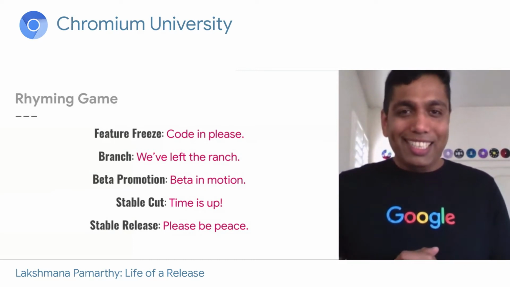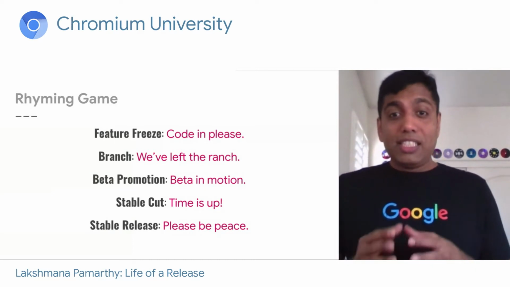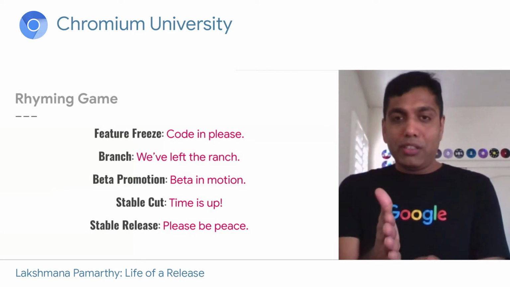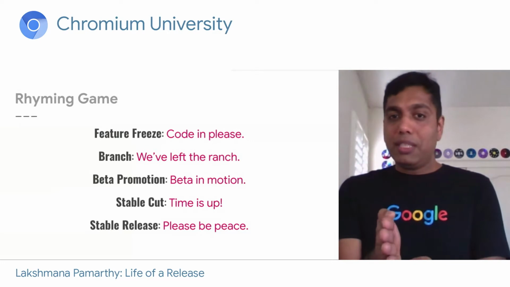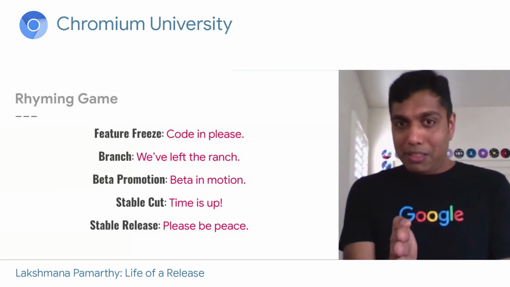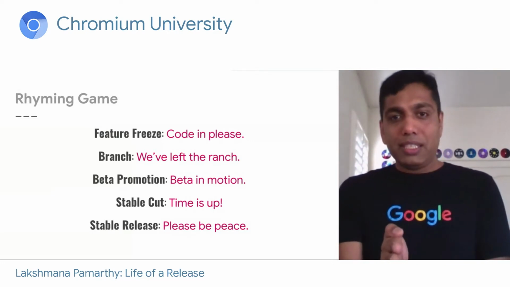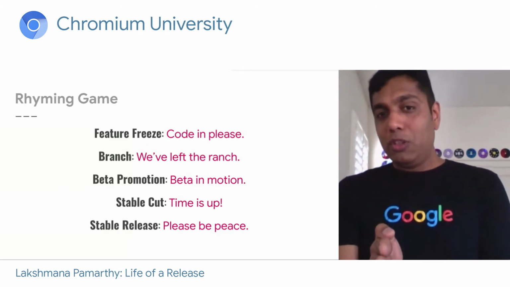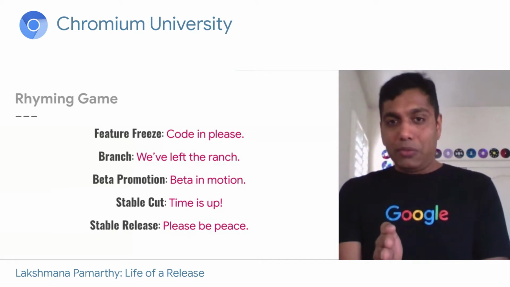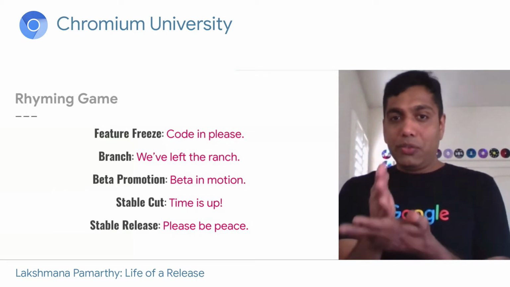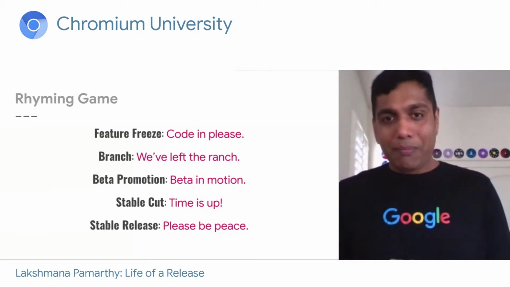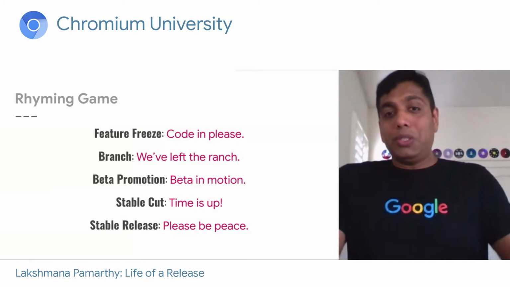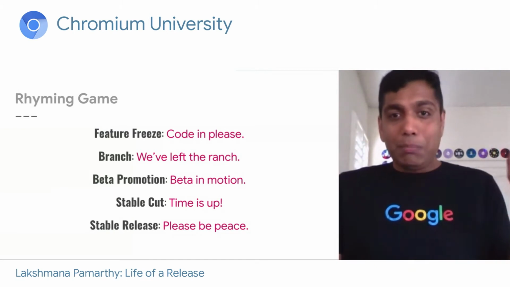The next one is stable cut. Stable cut is when we put a stake in the ground and say, okay, this is where we're going to stop making changes into this particular branch and also for this particular milestone. We're going to freeze it there, and then time is up. No more for this release, no more for this milestone, guys. We are out of time. We have to push it out. So that is stable cut, time is up. The last piece is stable release. We are going to give it out to the world and let's be peace.